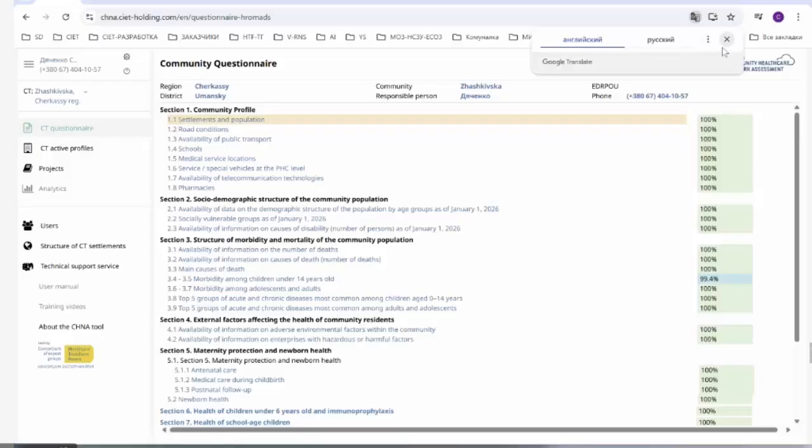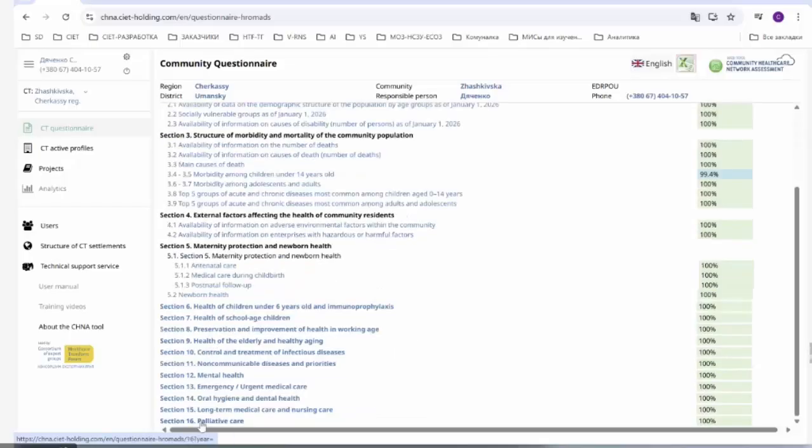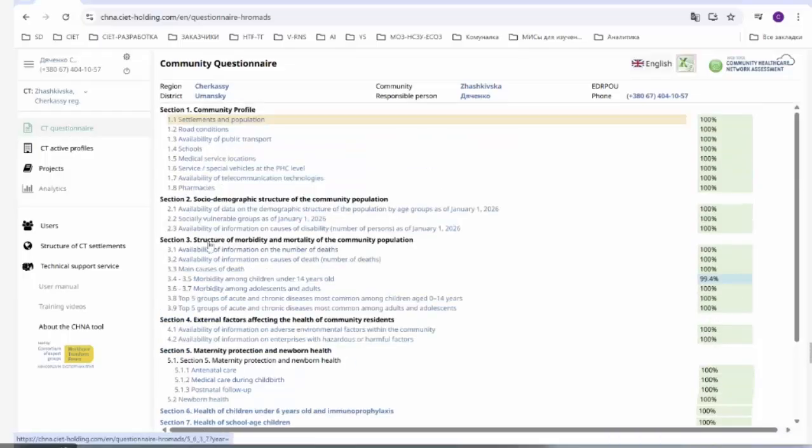And you see that the whole questionnaire, the whole tool, consists of 19 sections, and each section has some subsections. Therefore, we are talking about composite indices and comprehensive information like radar diagrams. And on this slide we see completion of data by section and subsection. Next, please.